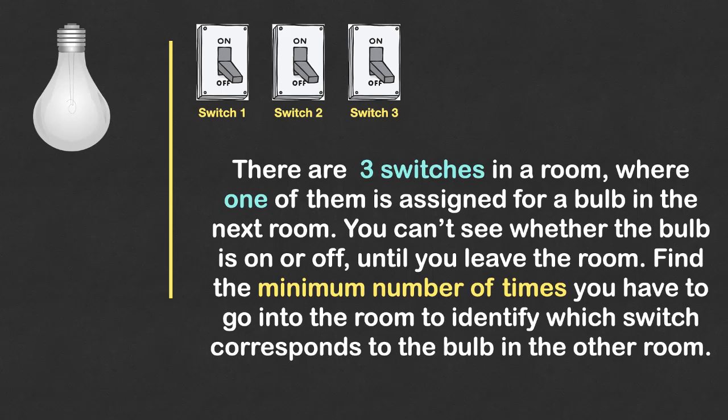So to simplify, there are 3 switches in a room where one of them is assigned for a bulb in the next room. You can't see whether the bulb is on or off until you enter the room. Find the minimum number of times you have to go into the room to identify which switch corresponds to the bulb in the other room. This question has been asked several times during different analytics-based interviews. Give a try before checking the solution.